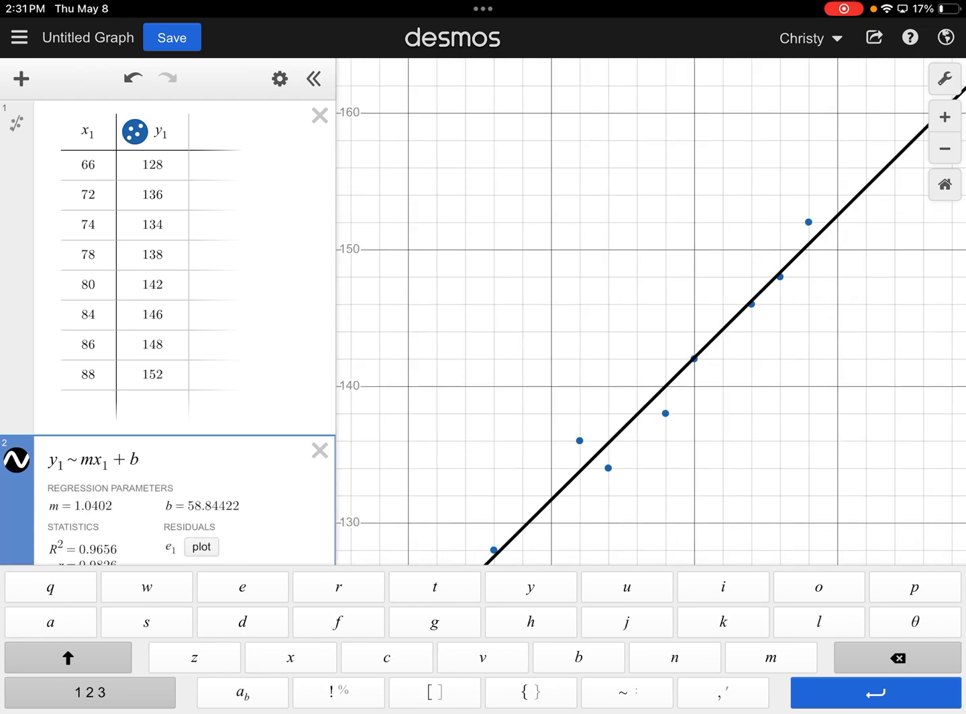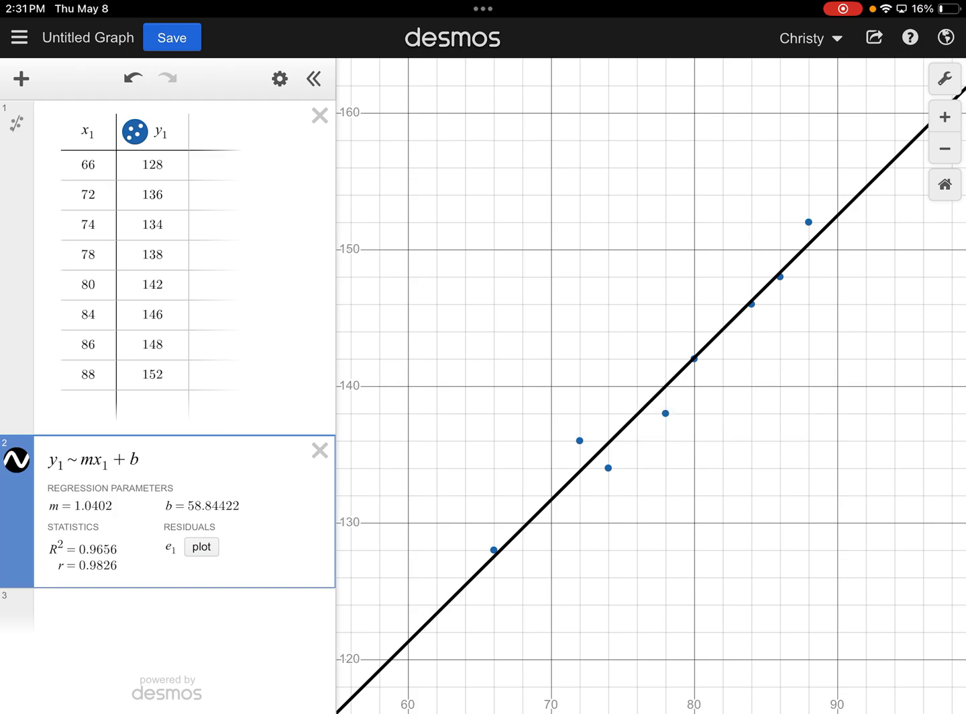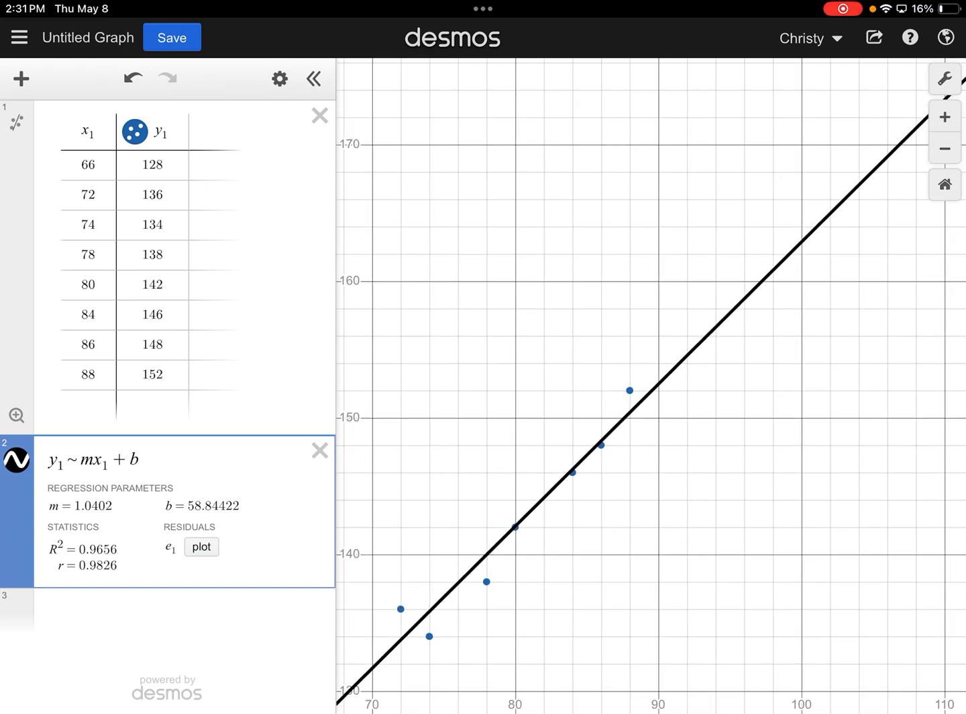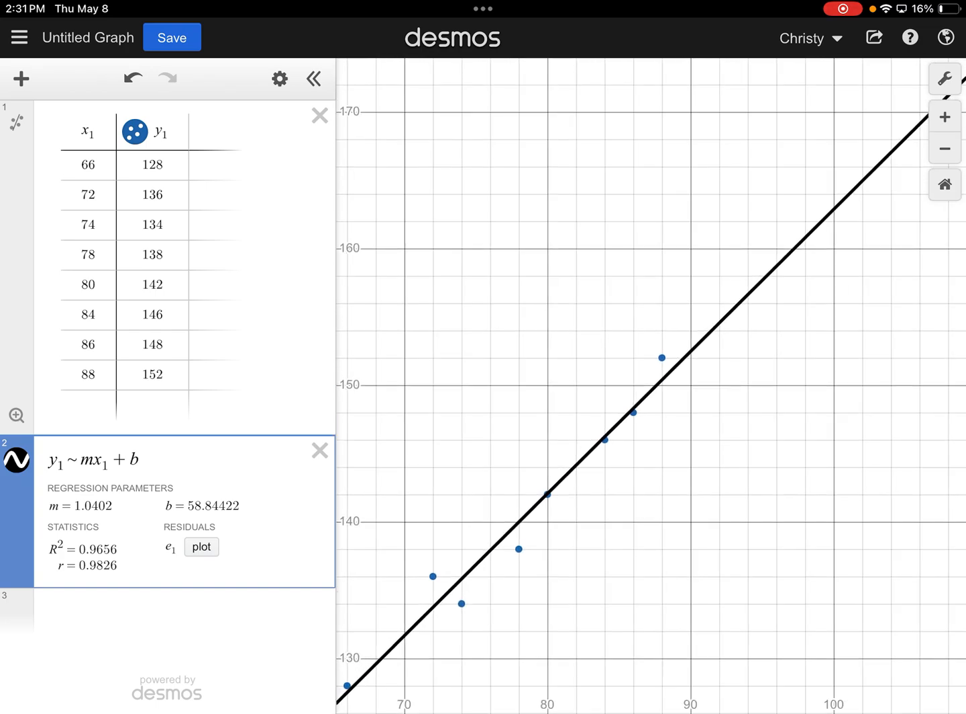I'm going to click zoom to get a better window. There's a couple ways you can do this. You can actually trace the line, and we want to trace the line and find where x equals 100. It's easier to do this on your mouse probably than me using the iPad, but there it is. 100 gives us a prediction of 162.8.